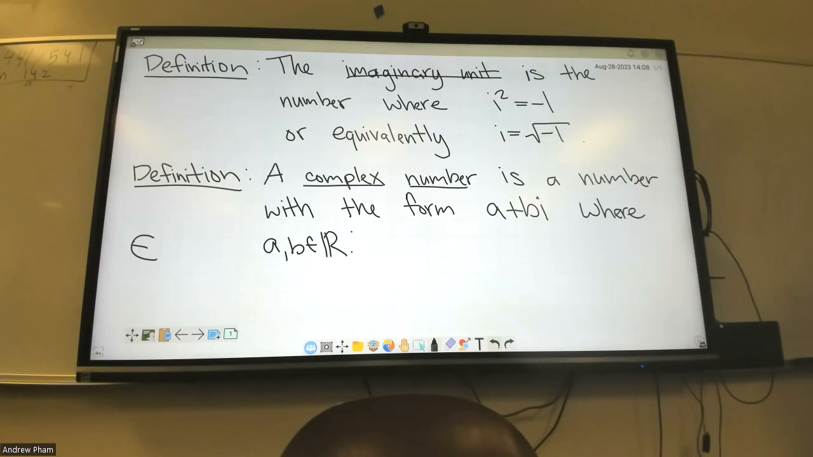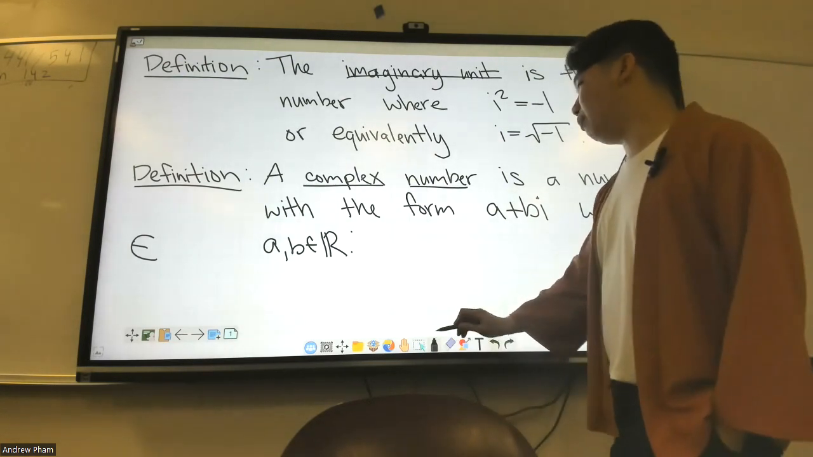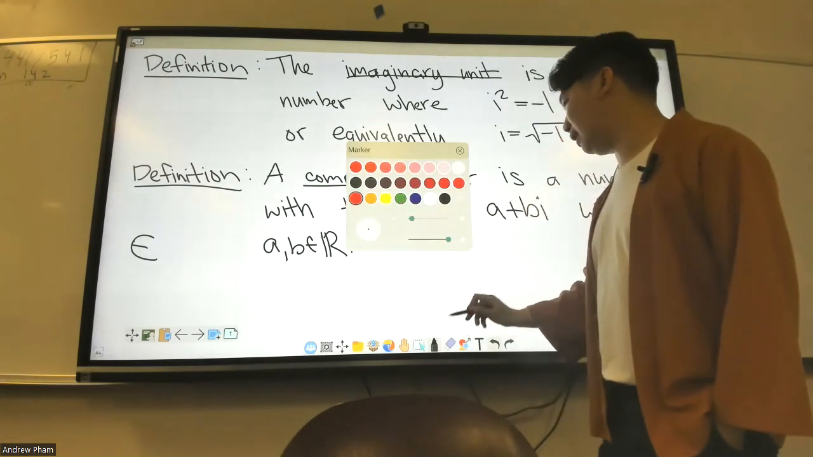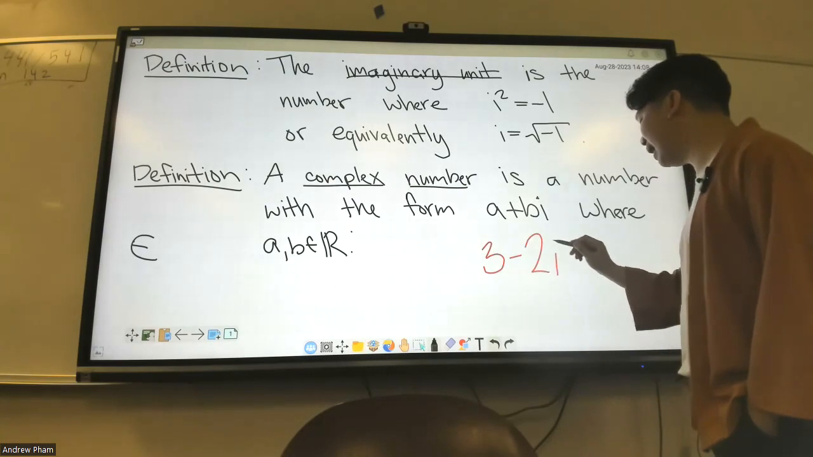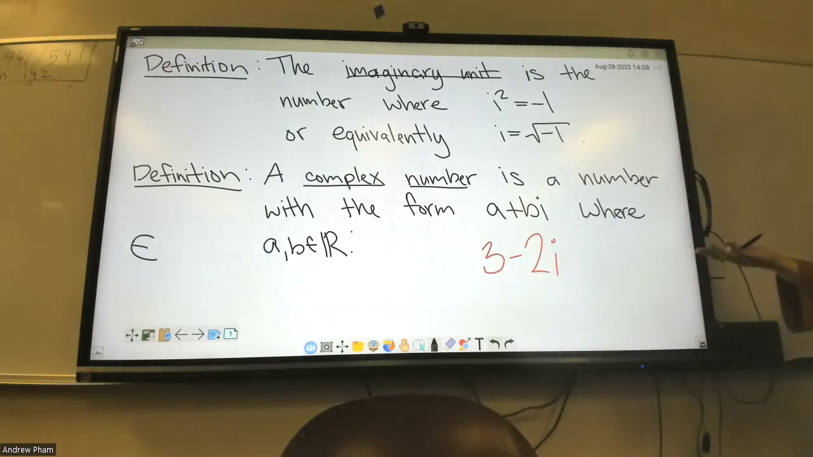So a complex number is a number that has this form A plus BI, where A and B are real. So for example, if I did 3 minus 2I, that is a complex number. It matches a number plus or minus a number times I.